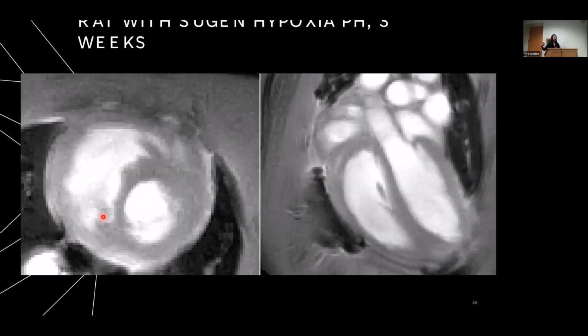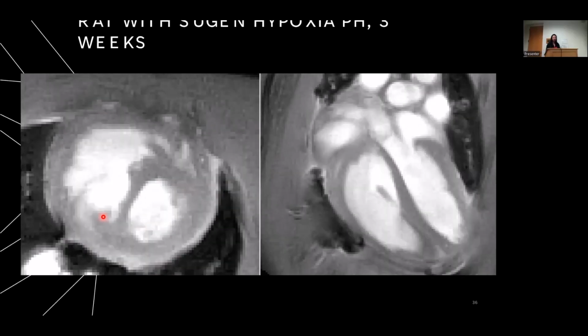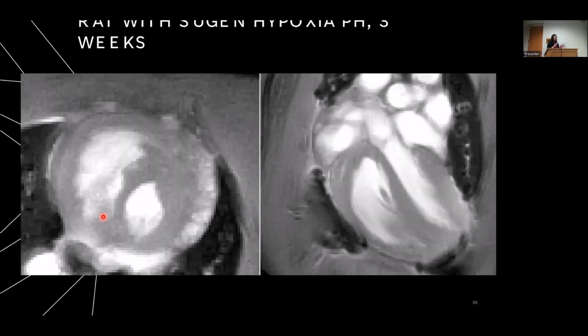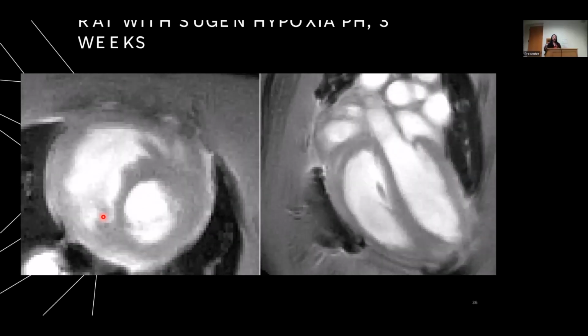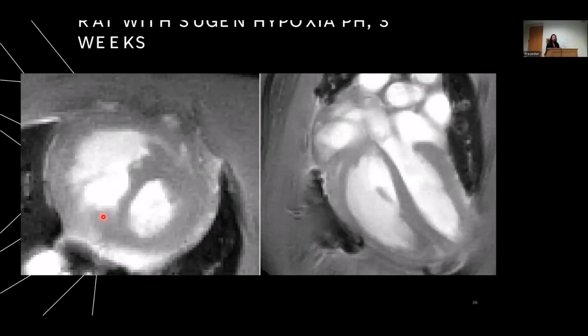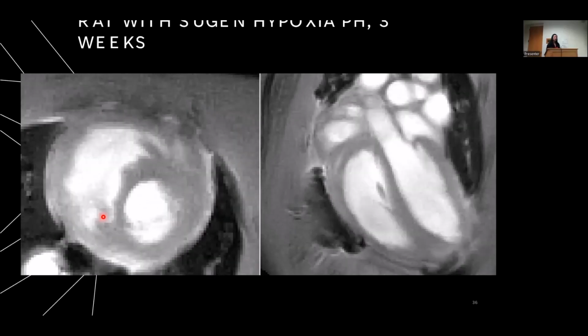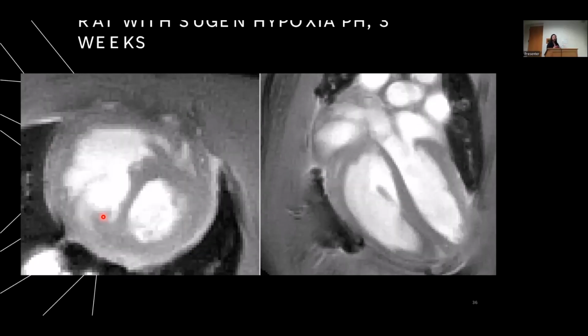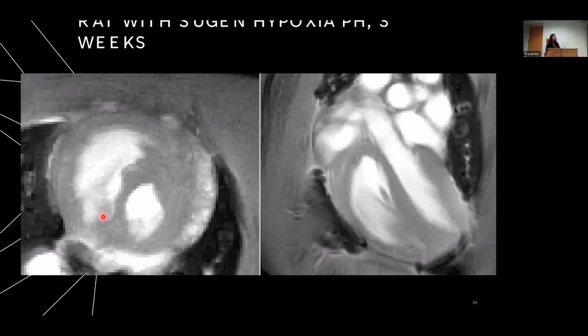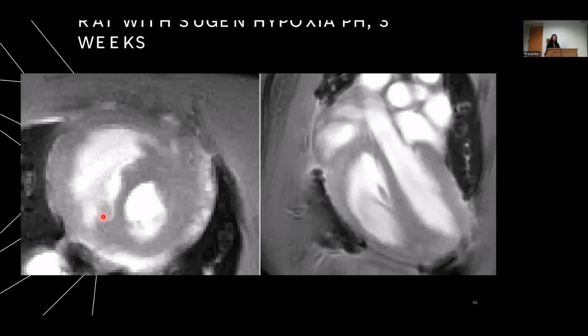We're planning on taking this out to a 9-week time point. So after putting the rats in hypoxia, they return back to sea level or normoxia for another 6 weeks. And then we're going to do a final set of cardiac MRIs to see how much further the right ventricular morphology and function change at that point.